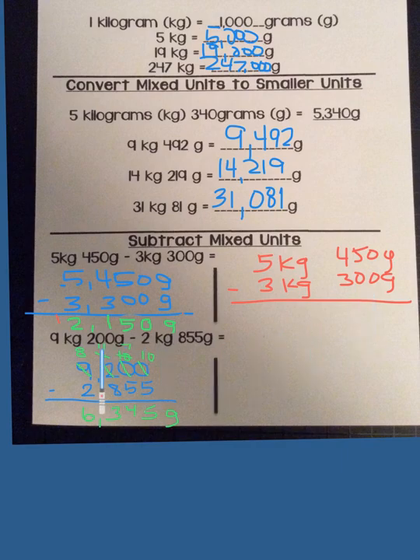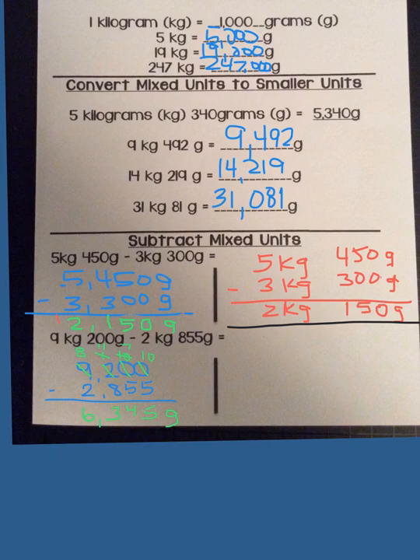If we look down here, it's a little difficult in this problem because 200 grams is smaller than 855 grams. So we'll get to that. But up here, this should work pretty well. Go ahead and try to subtract 450 minus 300 and then 5 minus 3. Okay, hopefully you got 150 grams and 2 kilograms.